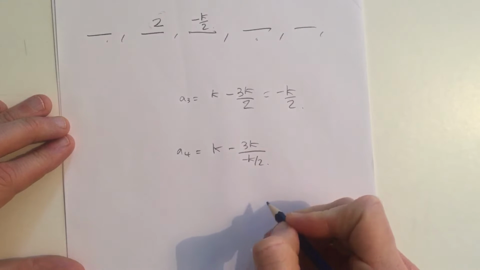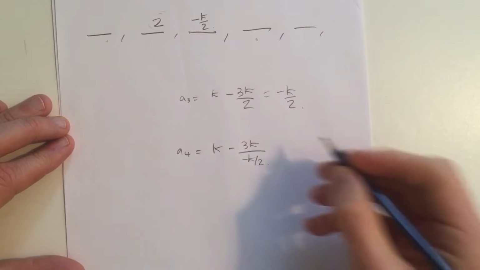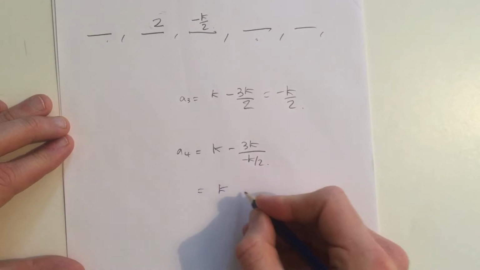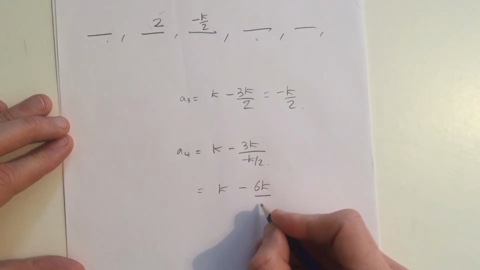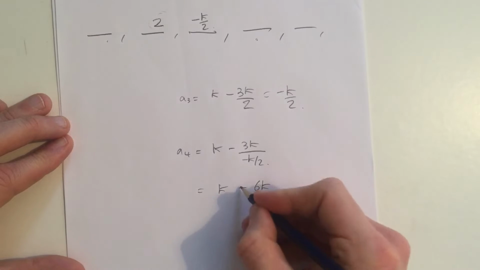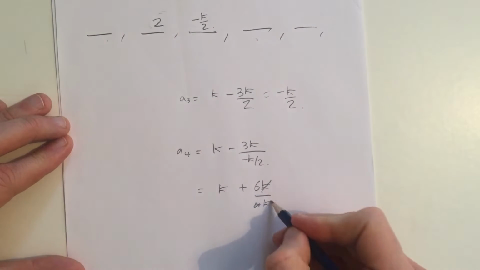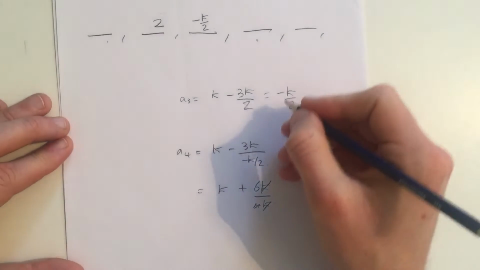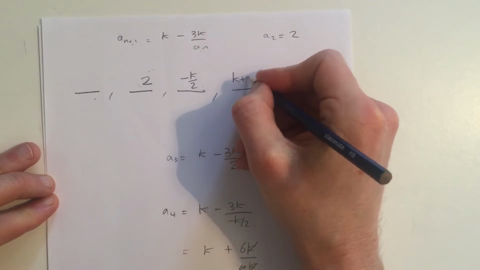Let's just simplify this a little bit. So times top and bottom by 2 here. So I'll get 6k over minus k. The double negative will make that a positive. The k's will cancel out, and I just get k plus 6 as my fourth term.